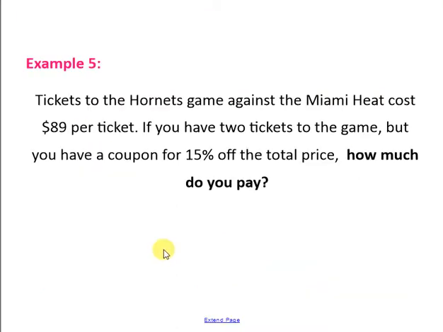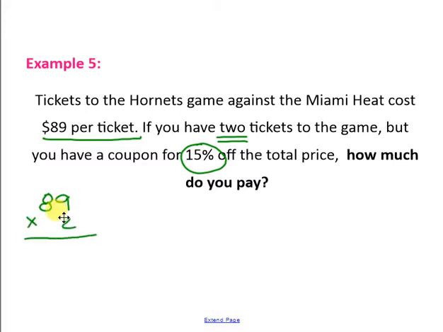All right, next example. Tickets to the Hornets game against the Miami Heat cost $89 per ticket. I have 2 tickets to the game, but I have a coupon for 15% off the total price. How much do I pay? Well, first I need to figure out 89 times 2 because I have 2 tickets. So 89 times 2. 2 times 9 is 18. 2 times 8 is 16, plus 1 is 17. So the total price before my discount is going to be $178.